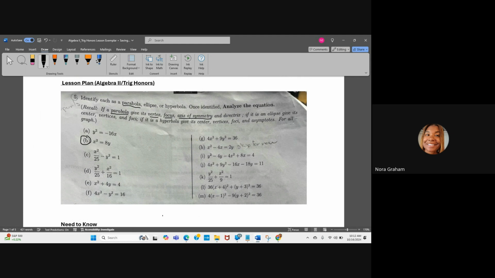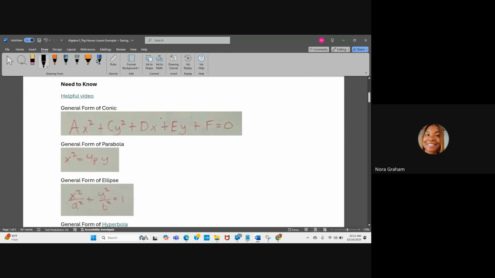All right, this one again. Now, looking at this one, we know by just looking at it, it's going to be a parabola because, like I said, only one of our variables is squared. And so we know it's going to be a parabola. But if you didn't know that, we can do the test where we test our A and our C. And remember, our A and our C are part of our generic form of a conic. So it's going to be our coefficients of my x squared and my y squared. Okay.